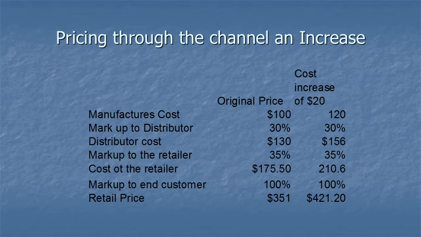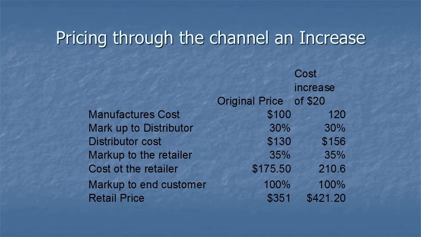Now, pricing through the channel is really also important. So let me give you an example here. I have a product that costs me $100 to make. The markup to the distributor is 30%, so I charge the distributor $130 for the product. The distributor marks it up by 35% to the retailer, and that makes the product $175.50. And then the retailer marks it up 100%, or Keystone markup, to the end consumer. It's $351. So something that cost me $100 to produce now costs the retail customer $351.